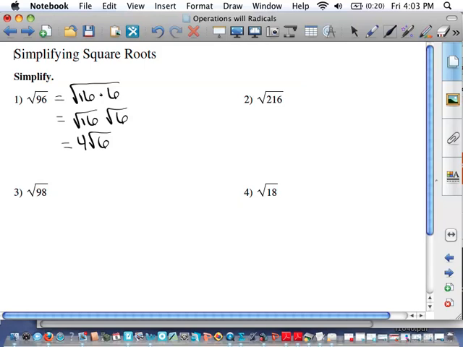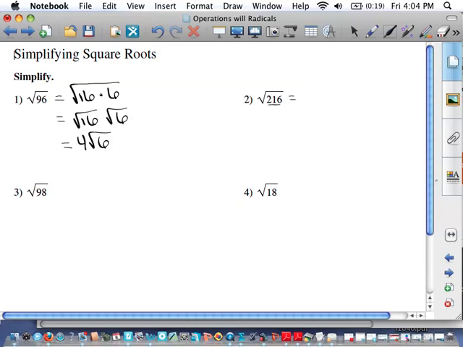Okay, so that's one method of trying to find those perfect squares. Just take the radicand, which is the number under the radical, and start dividing it by integers until you get a perfect square. So 216 divided by 2 is 108, not a perfect square. 216 divided by 3 is 72, again not a perfect square. 216 divided by 4 is 54, again not a perfect square. I'm not even going to bother using 5 because I know it's not a multiple of 5. So 216 divided by 6 is 36. There I have a perfect square.